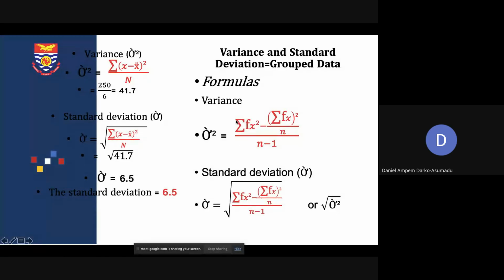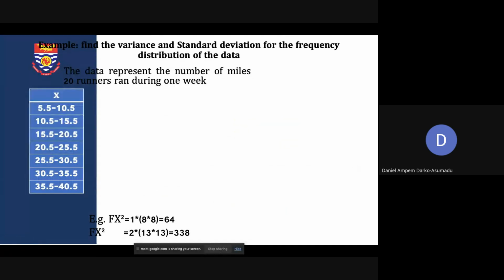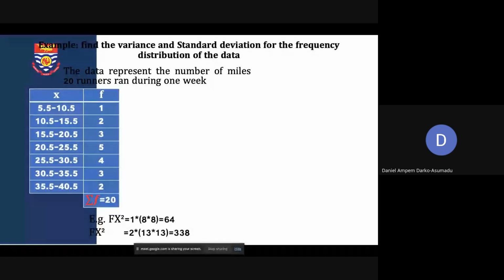So the formula is summation fx squared minus summation fx all squared over n, all over n minus 1. I know that the formulas are complex and sometimes it may confuse you, but make time and learn them. The standard deviation is the same thing, just that here we have put a square root on it. So let's look at examples.